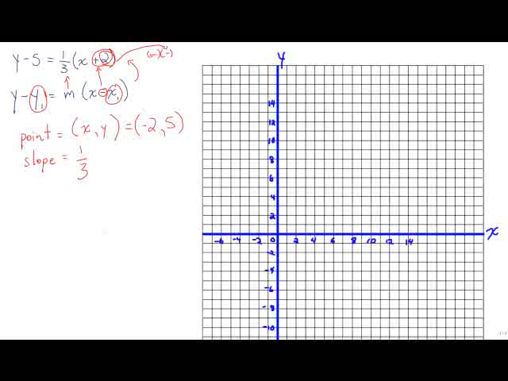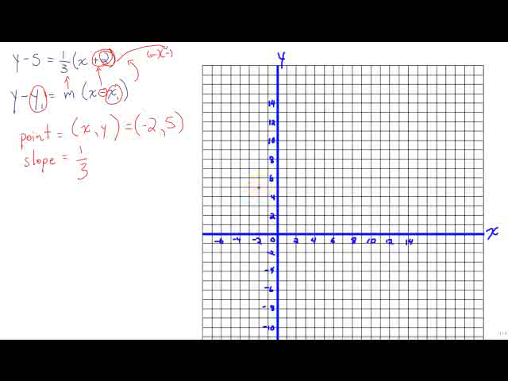So now we have one point and we have the slope of the line. So that's enough information to go ahead and graph. So the point we're going to mark is (-2, 5). So the -2 is on the x-axis and the positive 5 is the y. So where those -2 and positive 5 meet, it's right there.